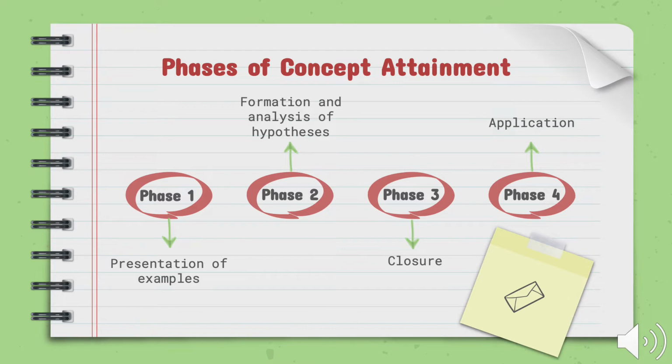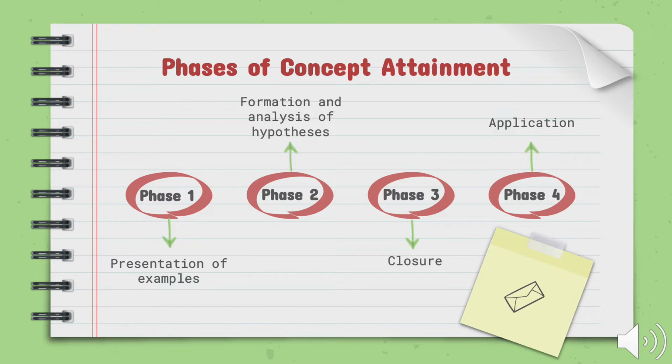In Phase 2, the formation and analysis of hypotheses, the students form and record hypotheses about the concept. They must also substantiate their hypothesis with data from the examples and non-examples. The teacher then asks students to examine their hypotheses, verify or refute their hypotheses, and then challenges students to support the hypotheses with data.